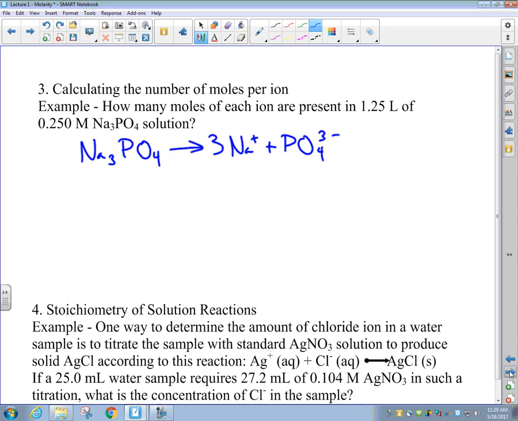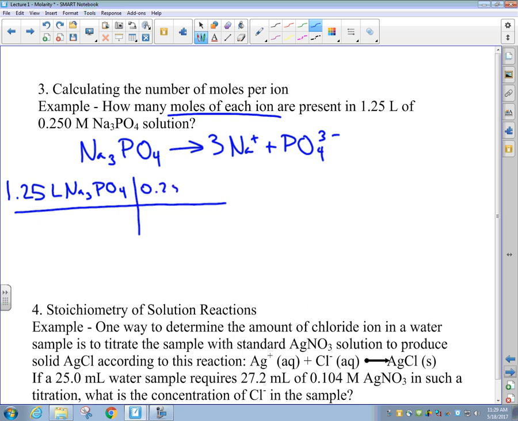Moving on. So for each ion, we are trying to solve for moles of each ion. We're going to end up with 2 monorails. The first monorail will give us an answer in moles of sodium. The second monorail will give us an answer in moles of phosphate, both of which are going to start with the 1.25 liters of the Na3PO4. We're starting at the bottom of our mole map. We're going to move from the bottom of the mole map into the center. So we're going to multiply by 0.250 moles per liter of the Na3PO4.